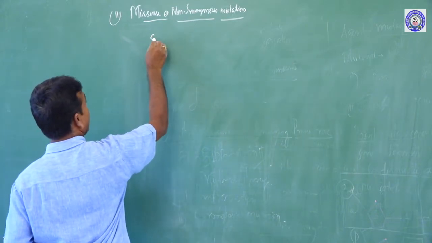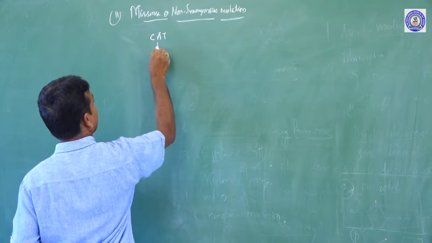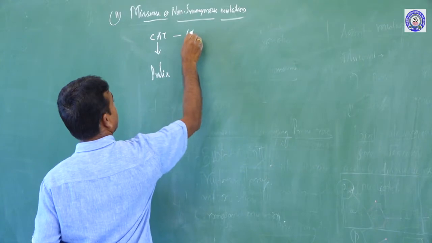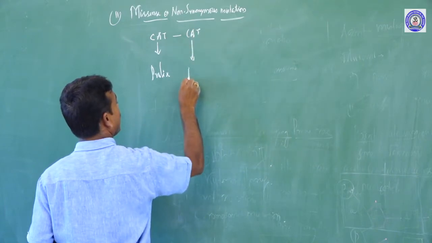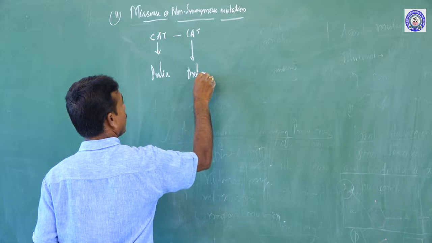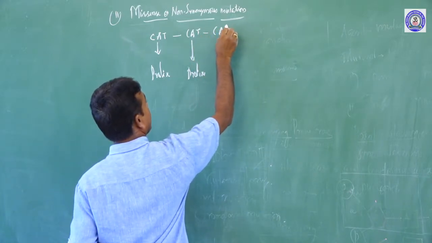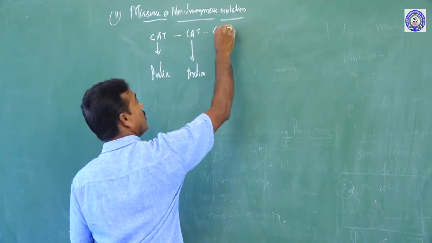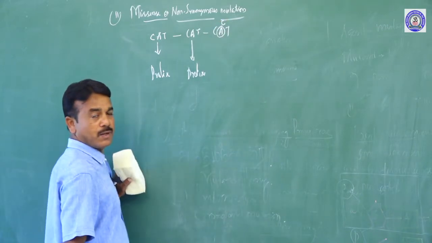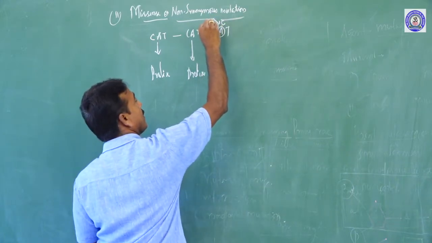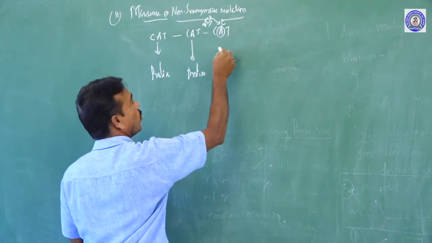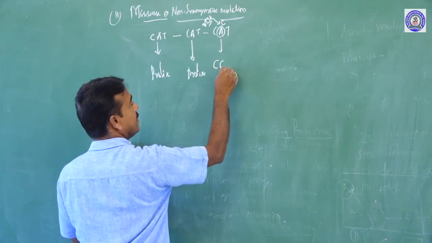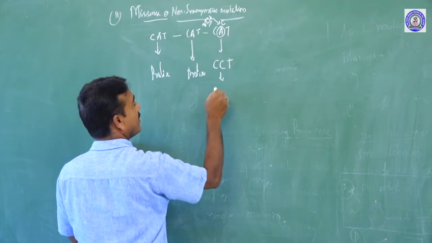For example, CAT is regarded as proline. Here, the A can be changed to C due to mutation. The code that results is CCT, which is commonly regarded as histidine.